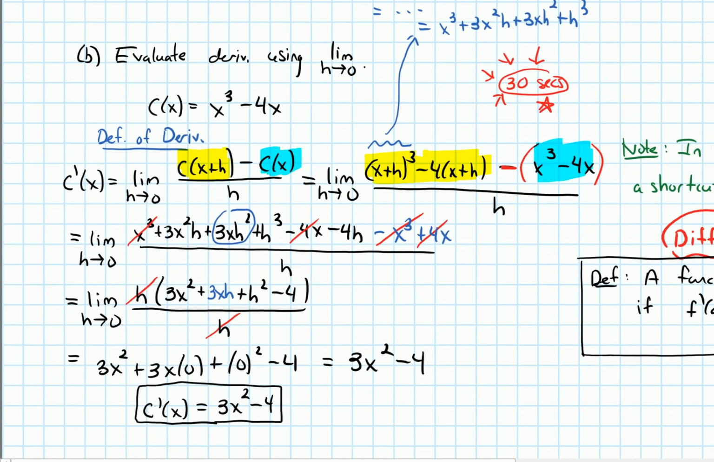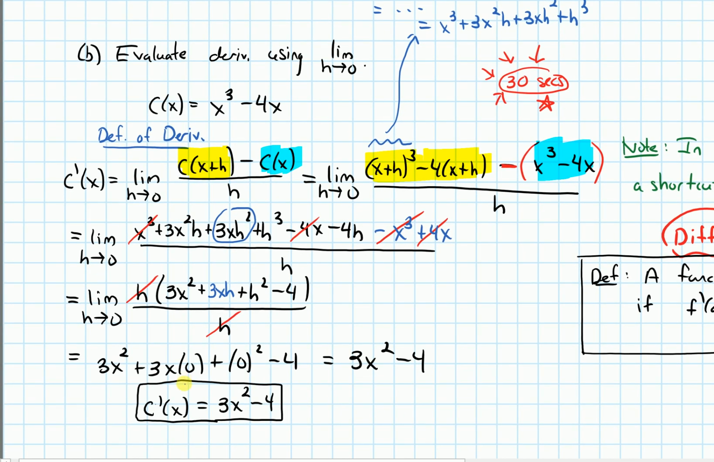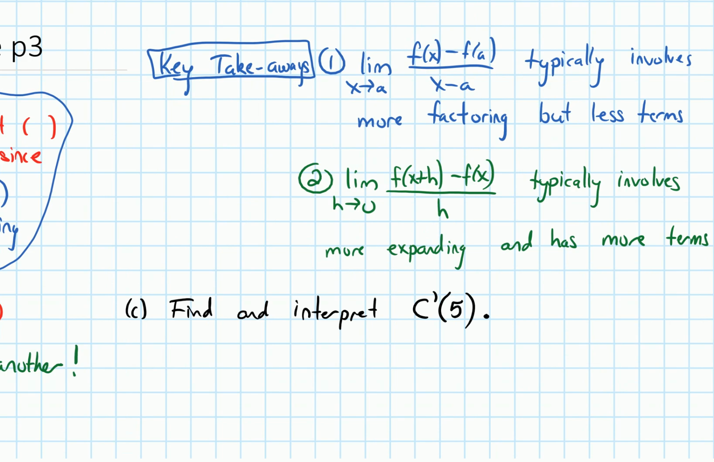So now let's recap some key takeaways from these two forms of the definition of the derivative. There are two key takeaways. When we do a limit definition of the derivative in the first way that we did in this video, when we take the limit as x approaches a, that typically involves more factoring. And in this example, we had to do it by factoring by grouping, which we won't always do because we won't always have 4 terms as we did here. But it typically will involve more factoring, but overall fewer terms.